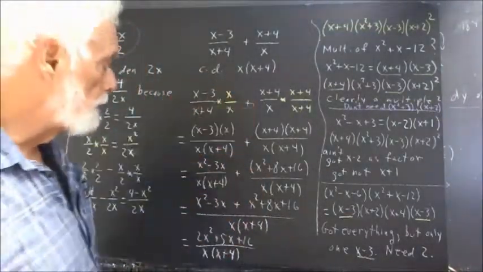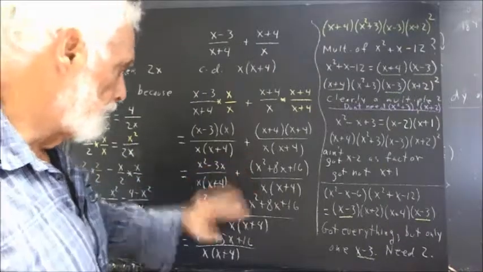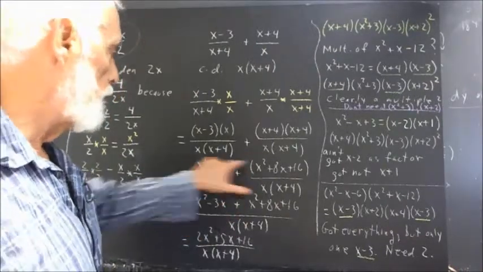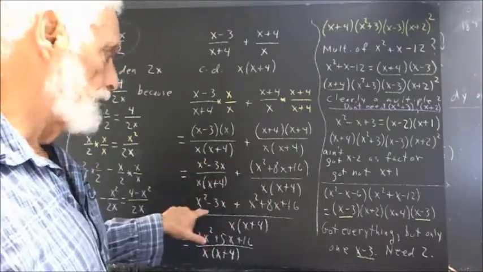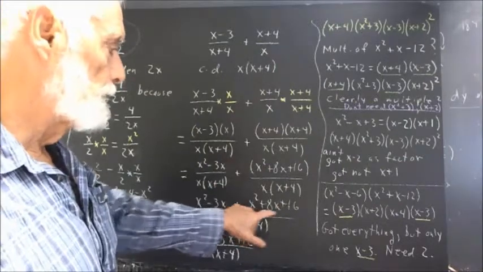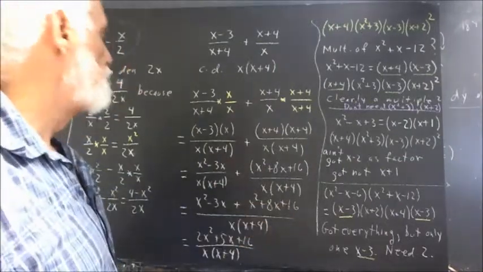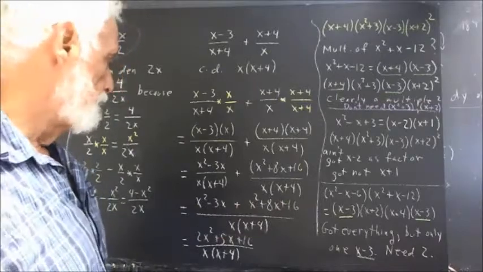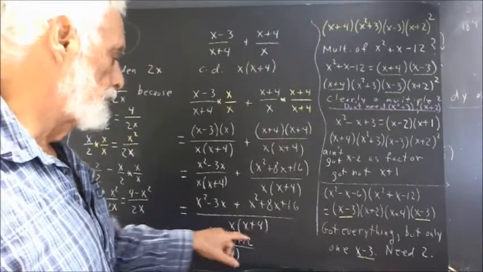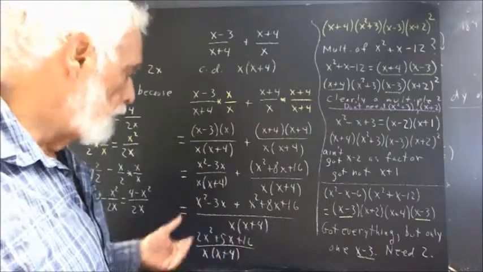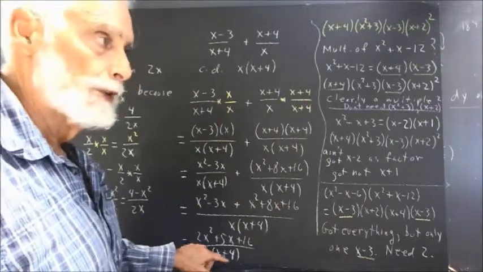Now we can add the numerators. We could have done it before. I just chose to multiply them out before I added them. We add the numerators. We get x squared minus 3x, and we get x squared plus 8x plus 16. We add those together, and we get 2x squared plus 5x plus 16 over the common denominator x times x plus 4.